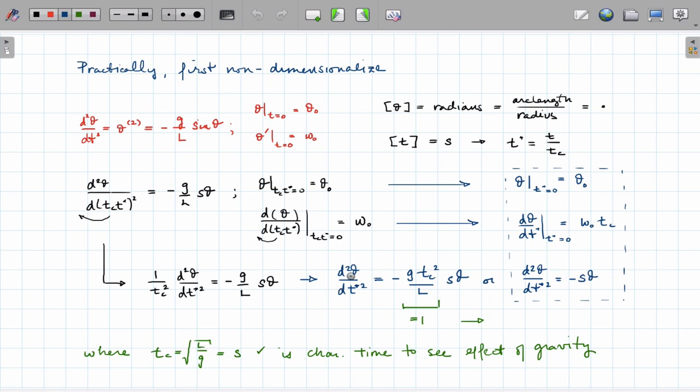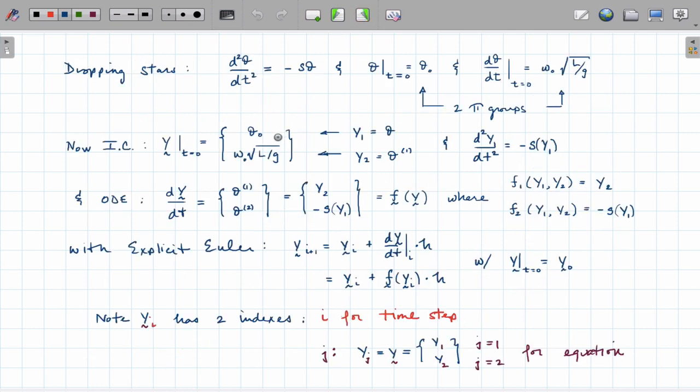So to have these two weighted such that gravity is able to effectively change the left-hand side, which has got a 1 in front of it, we're going to set the weighting on the right-hand side also equal to 1, and that's going to determine Tc for us to be square root of L on g, which has units of seconds, which we can validate that we've not made a mistake. And now our differential equation is dimensionless and simplified. There's really 2 pi groups left, the initial condition on theta and that on omega.